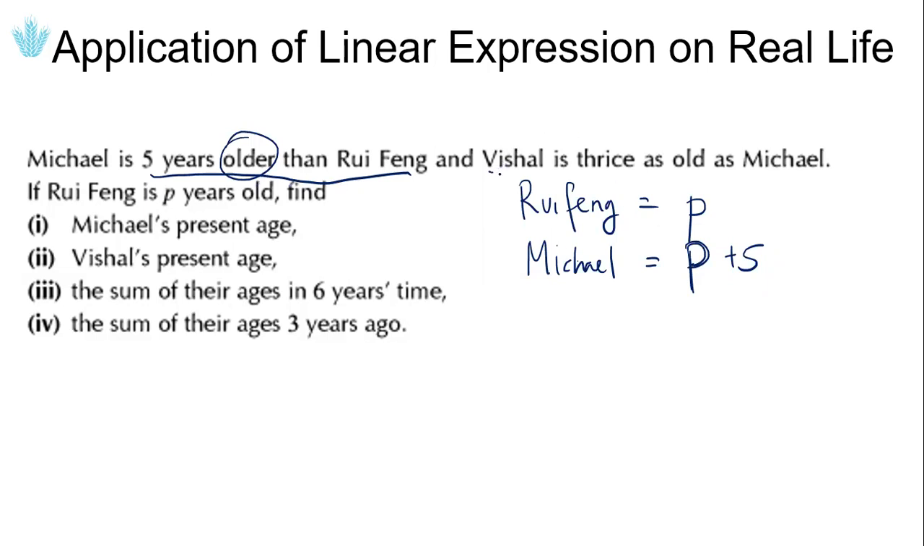Okay? Now, Vishal is thrice as old as Michael. What is thrice? 3 times, right.